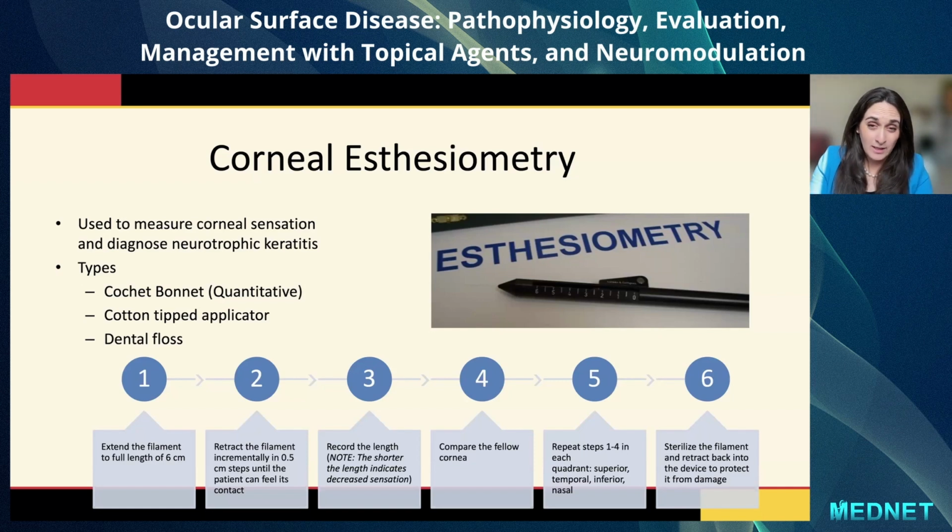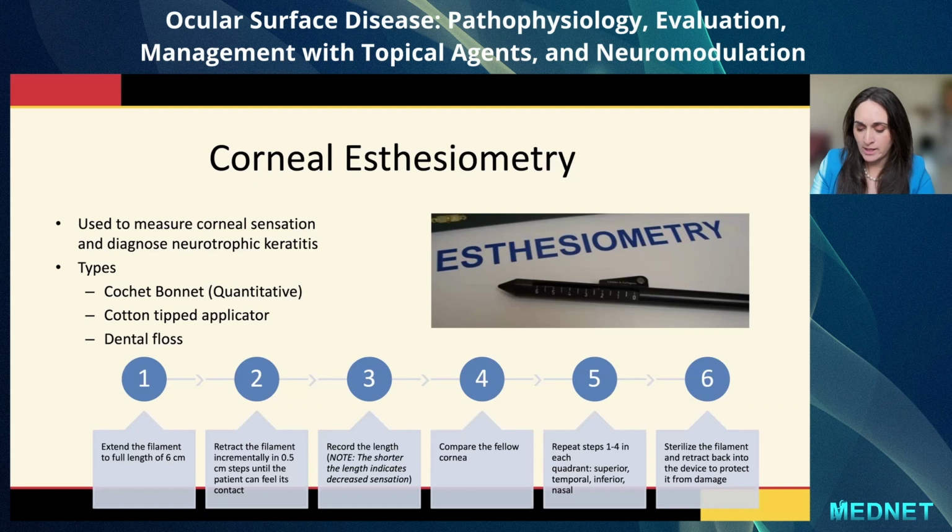Just to review quickly how Cochet-Bonnet works, that's the photo here. You want to extend the filament out completely to the full length of 6 centimeters, and then you slowly retract the filament in 0.5 half-centimeter steps until the patient can feel the contact on the cornea, and then you record that length, and then you compare both eyes.